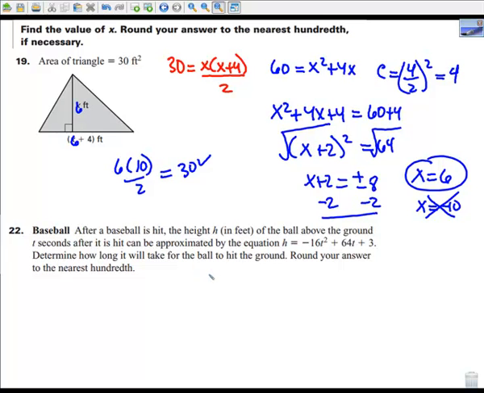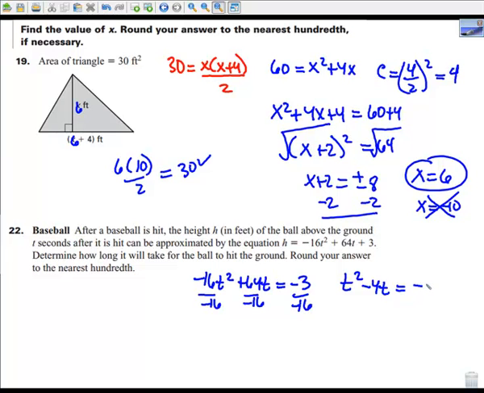So what I need to do is first I'm going to subtract the 3 from both sides. So I have negative 16 t squared plus 64t equals negative 3. I cannot complete the square unless my leading coefficient is 1. So I must divide everything by negative 16. So this gives me t squared minus 4t equals 3 divided by negative 16.